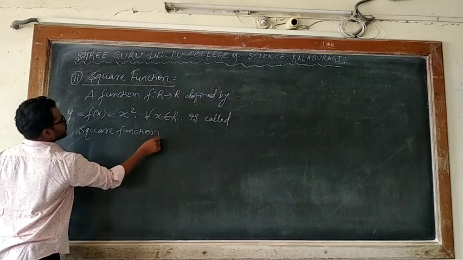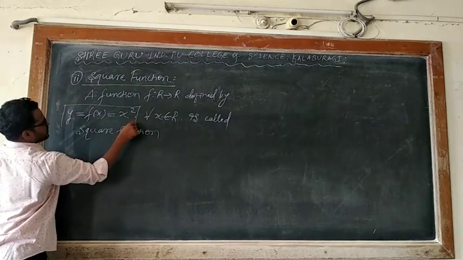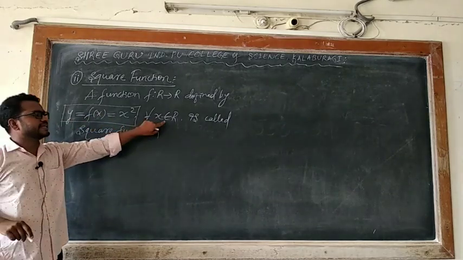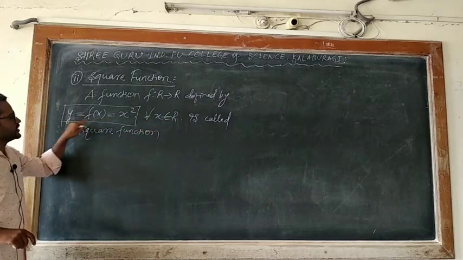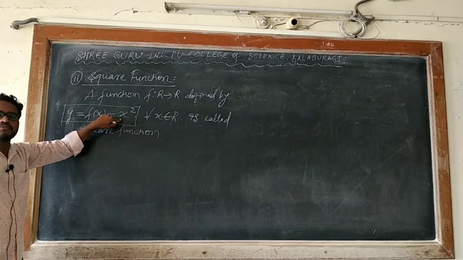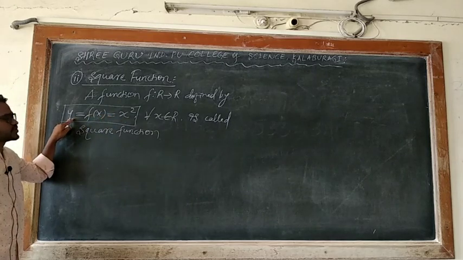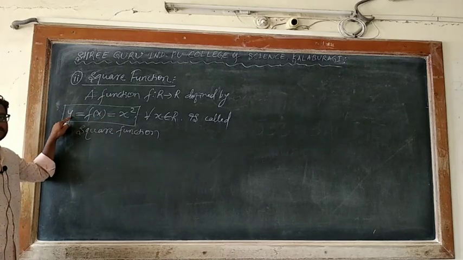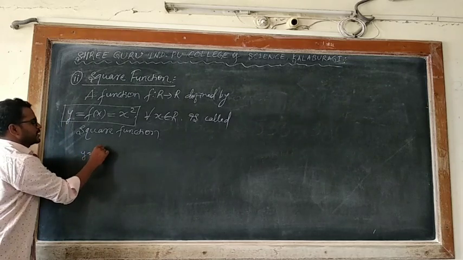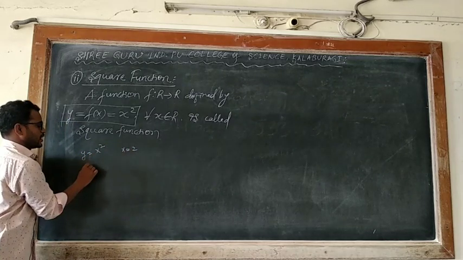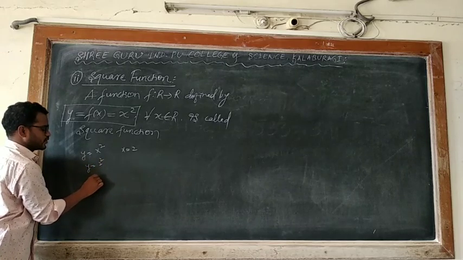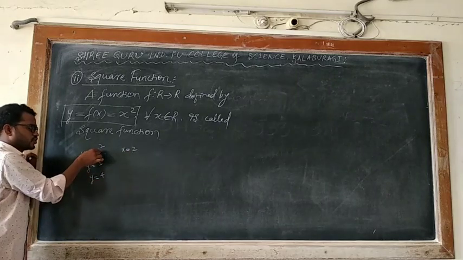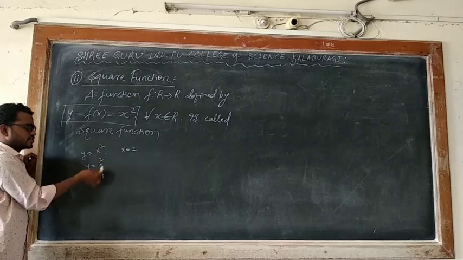What is the function here? y is equal to f of x is equal to x square. In this case, you can take x as any real number, and you will get y equal to the square of x. If x is 0, 0 square is 0. x is 1, 1 square is 1. x is 2, 2 square, what will you get? When y is equal to x square, if x is 2, y is equal to 2 square, so you get y is equal to 4. x is 3, 3 square is 9. x is 4, 4 square is 16. x is 5, 5 square is 25.